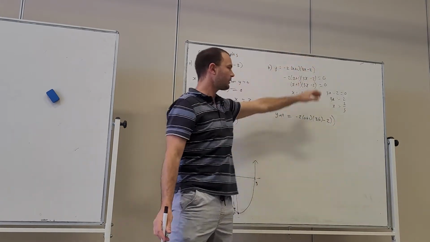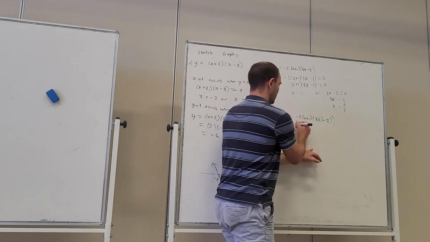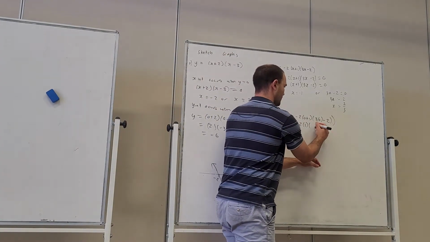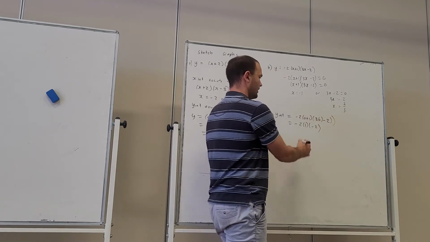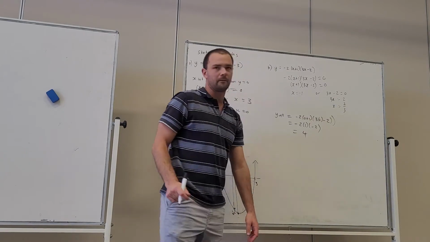Now I'm putting everything up there just to be thorough, alright? But you might be able to look at that and just go straight to this step, like that, and then an answer. So we've got minus 2 times minus 2, positive 4 for our y-intercept.